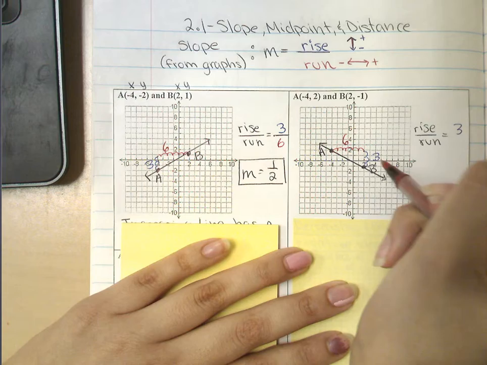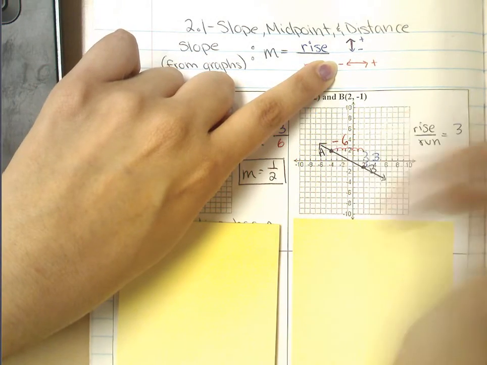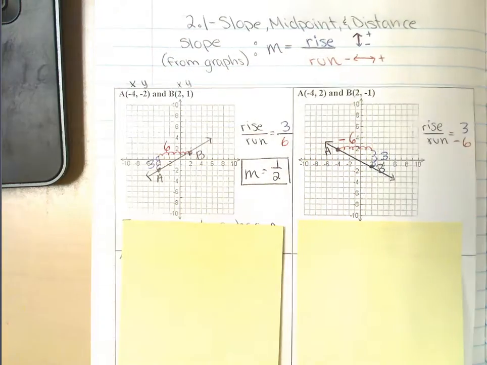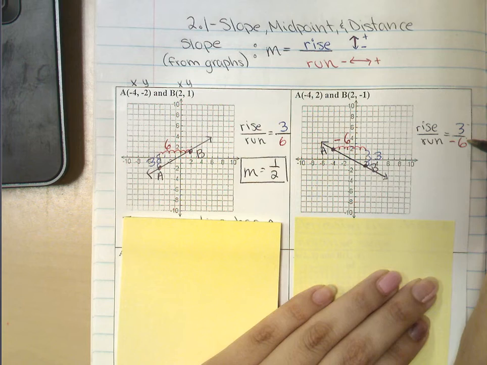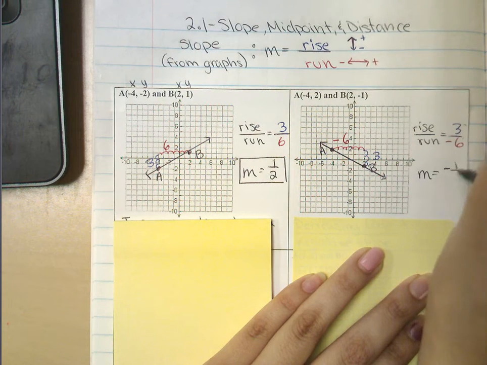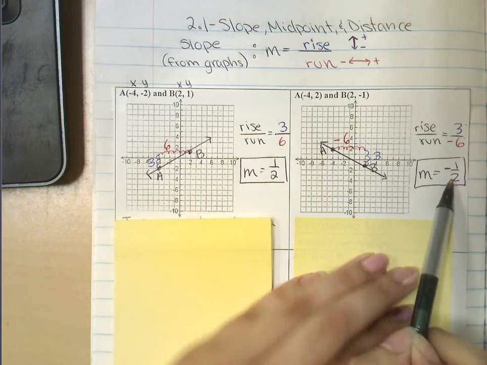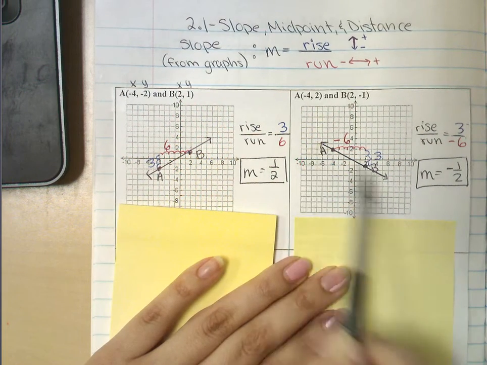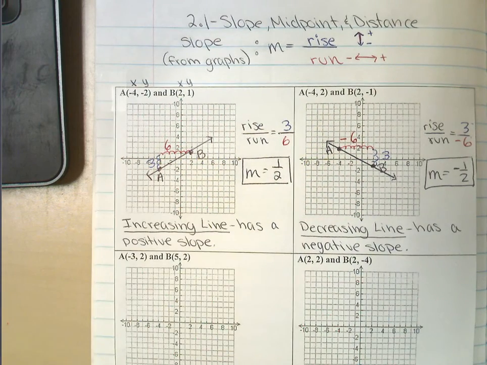But since I moved 6 to the left, if you notice up here, when you move to the left, that's negative. So I have to put a -6. -6 for my run. And so now I just divide. 3 divided by -6. That simplifies to -1/2. So now it's a negative slope. My line is going down from left to right. So this is known as a decreasing line.